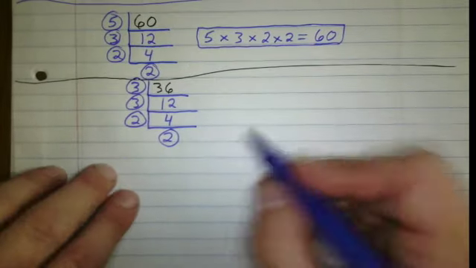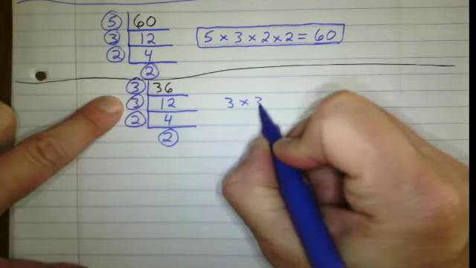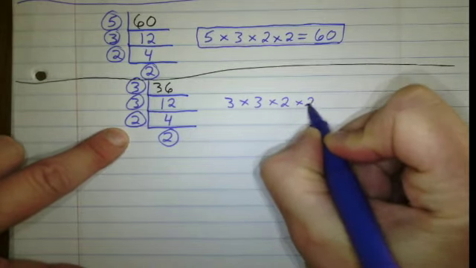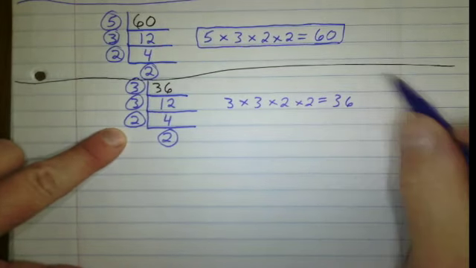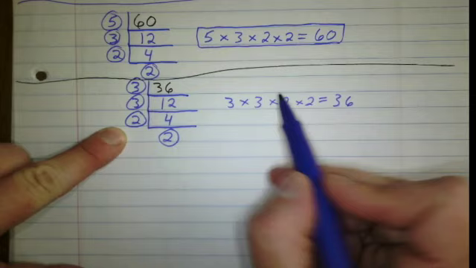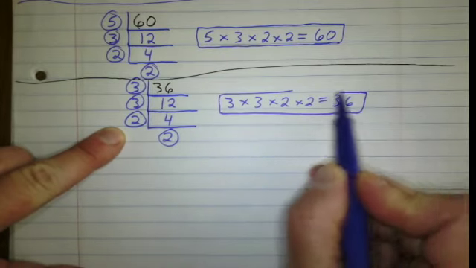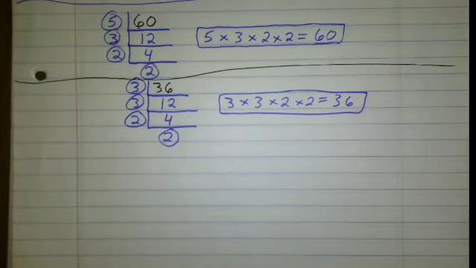So how do I write it? 3 times 3 times 2 times 2, and that all equals 36. Now, could I have said 2 times 2 times 3 times 3? Sure, they're the same thing. It doesn't really matter what order you write them in.